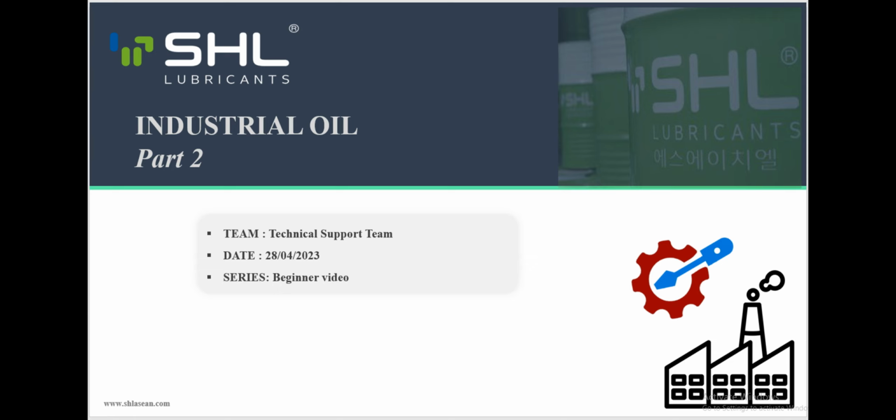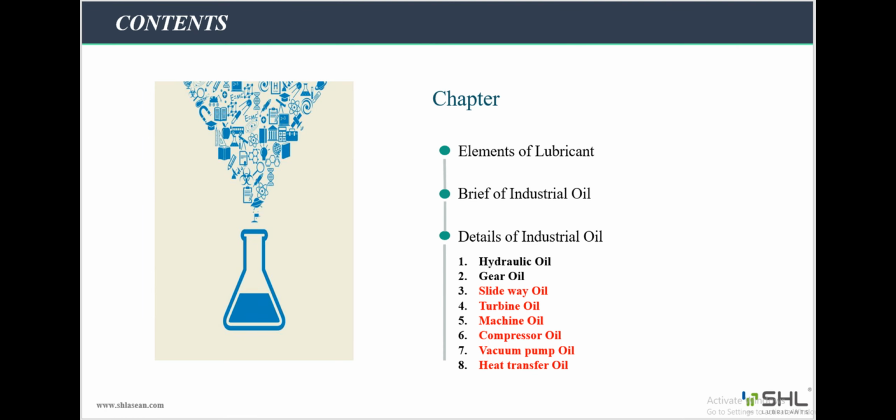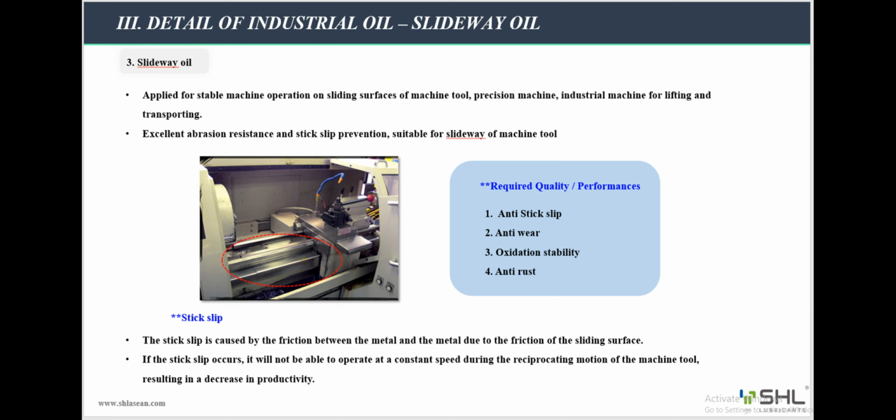Today we continue with the remaining contents of the industrial oil chapter. The first is slideway oil. The slideway oil is applied for stable machine operation on sliding surfaces of machine tools, precision machines, and industrial machines for lifting and transporting.